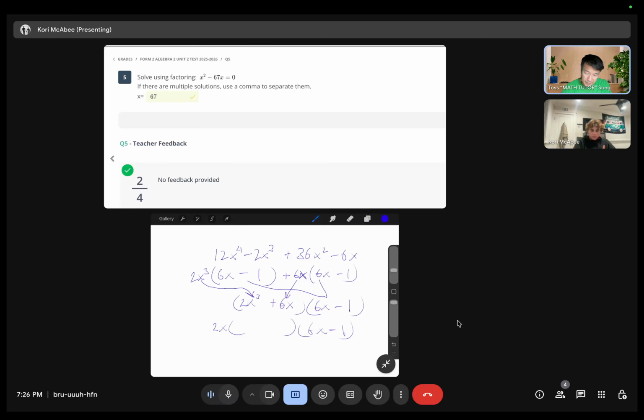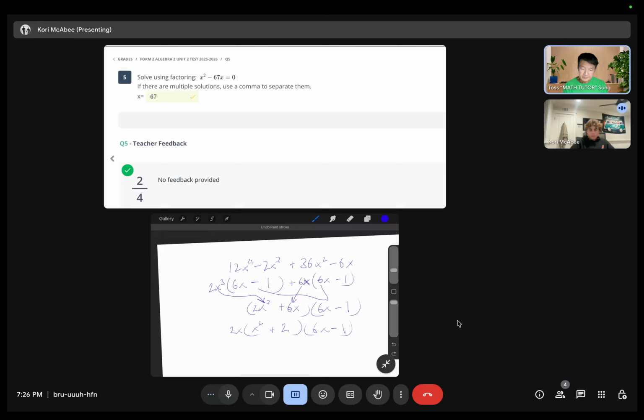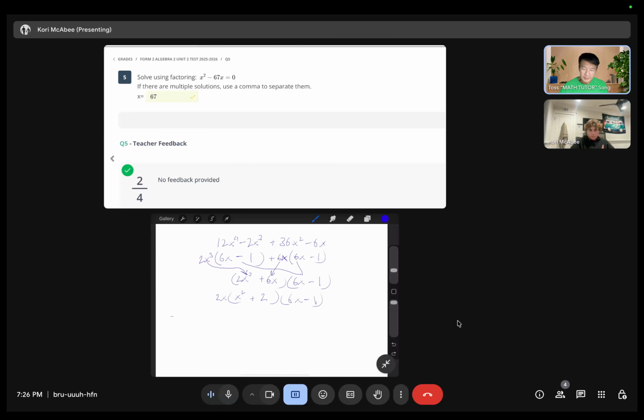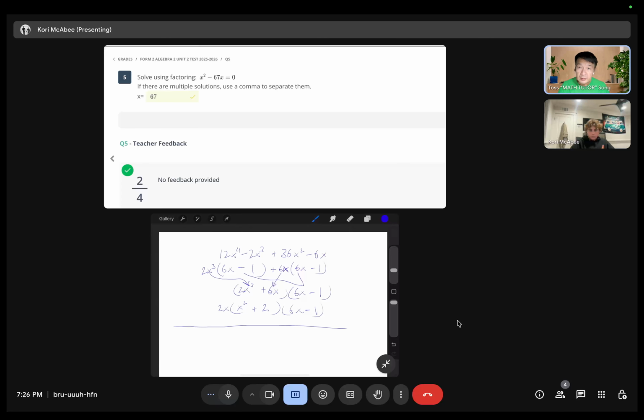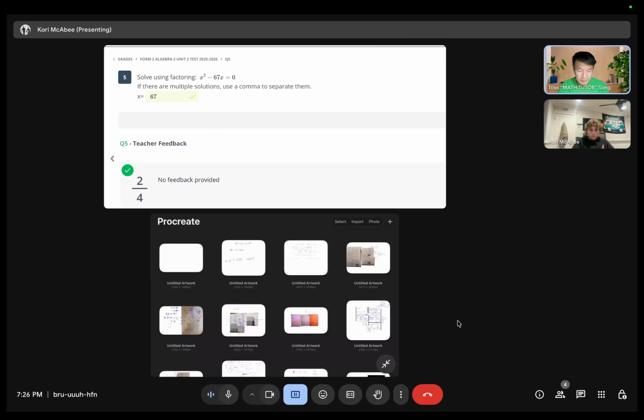So 2x times x squared will give you 2x to the third. 2x times 6 will give you 12x, so it's plus 2. Okay, that's it. Let me double check. Oh, sorry, squared. Yeah, double check. Yep, that's it. Now, the thing is that you cannot continue here because it's a plus. But that's it. I'll come back to that later to double check, but I'm pretty sure. All right, let's continue with the other one, but I'll leave that one alone.